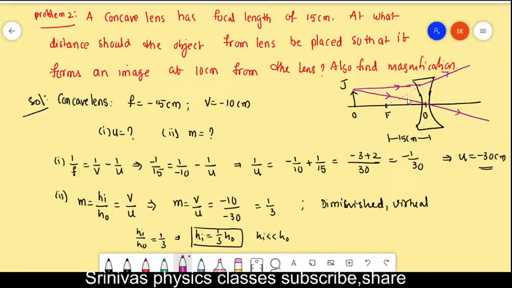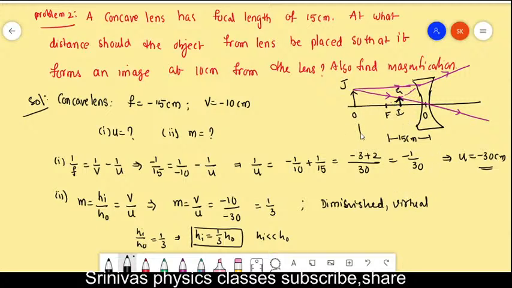You extend these two light rays backward. These two light rays, refracted through the concave lens, cannot meet on the right side because they are moving away from each other. That's why an image is not formed on the right side. But you can extend these two light rays backward. When extended backward, they appear to be coming from this point. At this point the image will be formed. This is the image. Got it, students? This is how to draw the diagram.